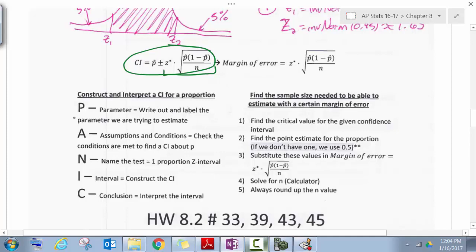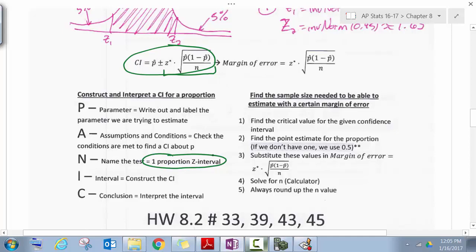So PANIC. P is parameter. Write out and label the parameter we are trying to estimate. What P stands for? Not probability, but the proportion. And in this case, it's parameter proportion. Then we do our assumptions and conditions. We check the conditions are met to find a confidence interval about P. So the things that we talked about there. And name the test. Right now, we're always going to be naming the same thing. 1 proportion Z interval. It's 1 proportion, it's Z, and it's an interval.